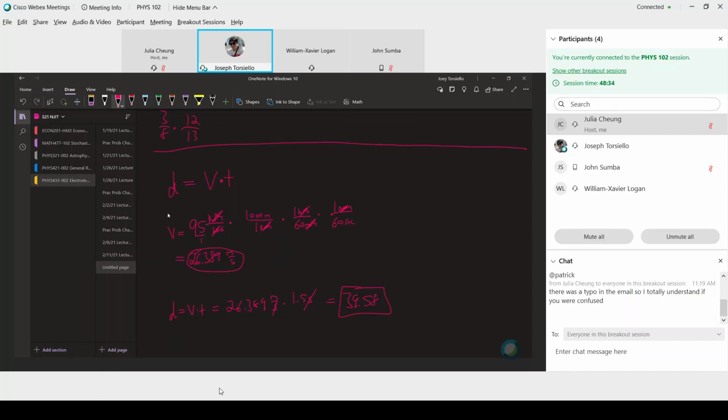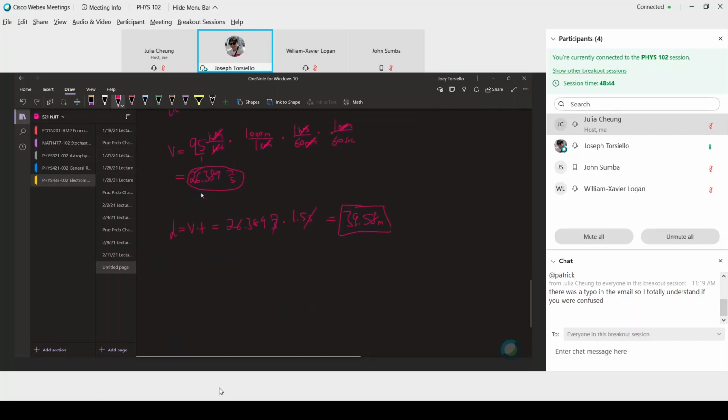I feel comfortable with how it worked out. Okay, that's good. And, oh yeah, got to put meters there. That's the unit. All right. So yeah, let's move on from that one.